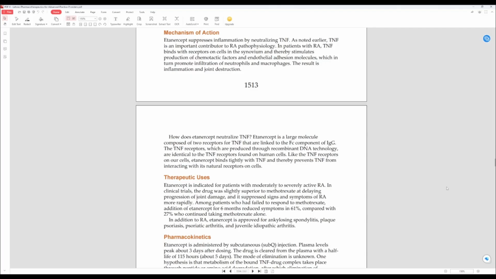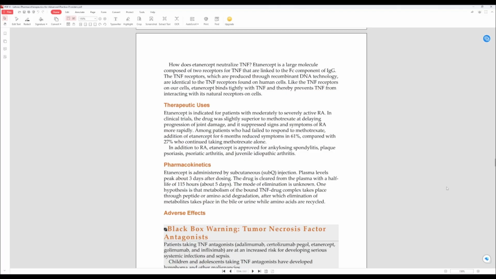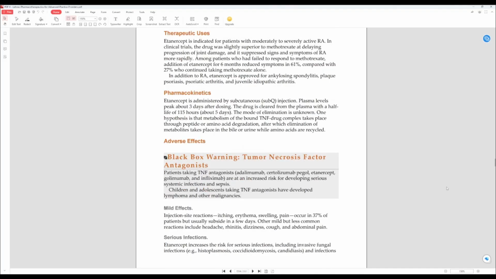So its therapeutic use. It is indicated for a patient with moderate to severe active rheumatoid arthritis. In clinical trials, the drug was slightly superior to methotrexate at delaying progression of joint damage, and it suppressed signs and symptoms of RA more rapidly.